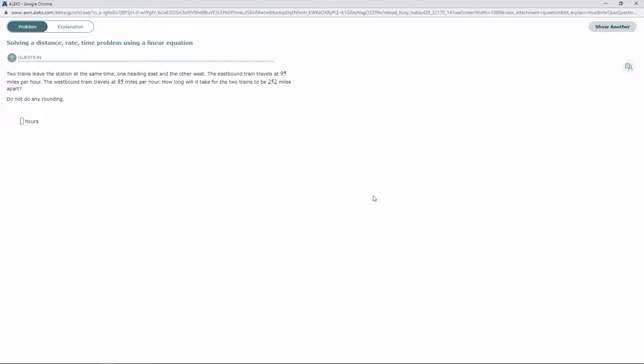All right, so we're starting to talk about solving distance, rate, and time problems using linear equations. So when we're solving a distance, rate, or time problem, it's important to know what formulas you're going to use. Whenever you're using distance, rate, and time, I always start by writing the distance formula, just so it's there and available. So I've got distance is equal to rate times time.